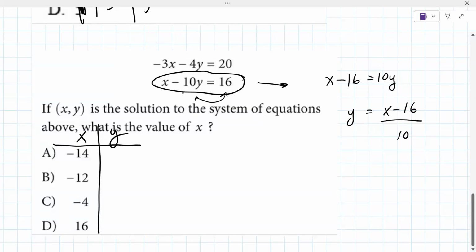All right. So first thing is we're going to put this x value in here. 14 minus 16 is minus 2... 9 is 14 minus 16 is minus 30 over 10 is minus 3. Minus 12 minus 16 over 10 is minus 28 over 10, which is minus 2.8. That's not good. And then minus 4 minus 16 is minus 20 over 10. That's minus 2. 60 minus 16 over 10 is 0. So this maybe looks bad, but we know it's probably not B.